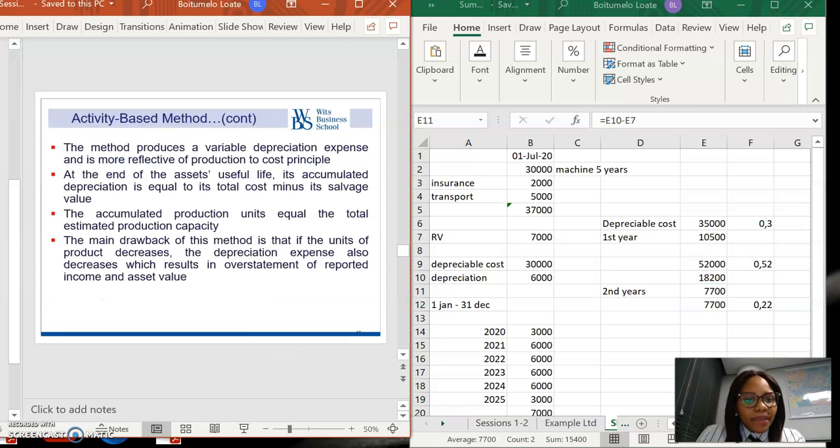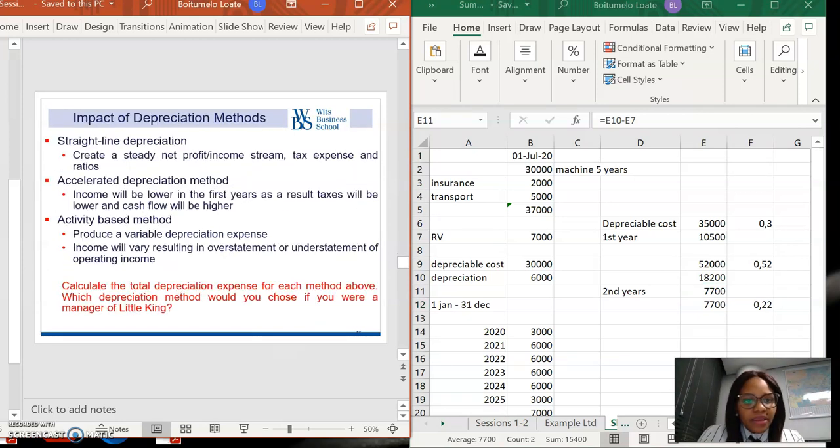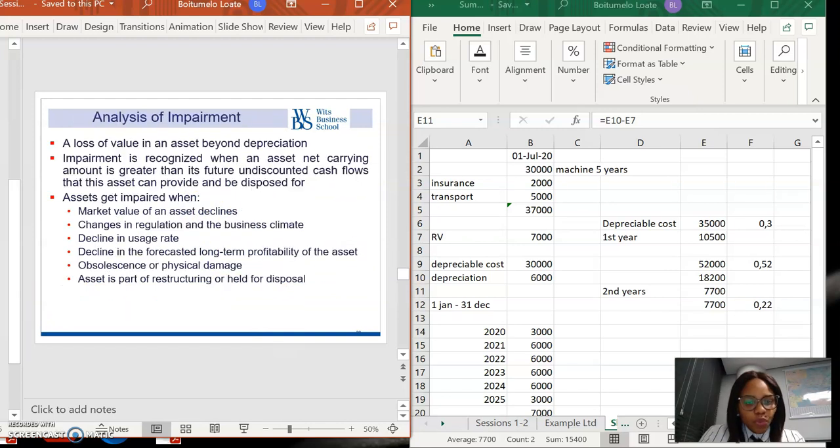Okay, so now that we've completed that activity-based method, we need to also look at what the impact of the depreciation will be.